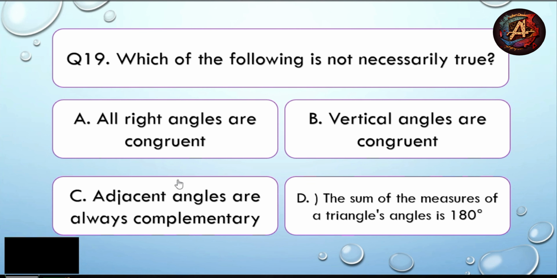All right angles are congruent. So right angles are equal to 90 degrees. So all 90 degrees are equal. Is it correct or not? Very good. That is correct. However, the question here is not necessarily true. So letter A is wrong.